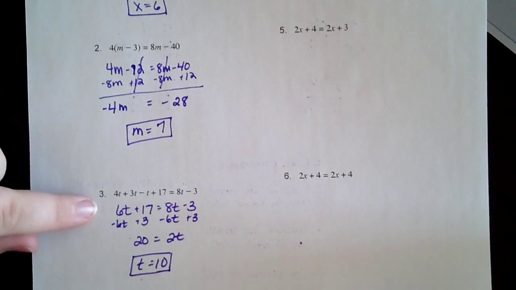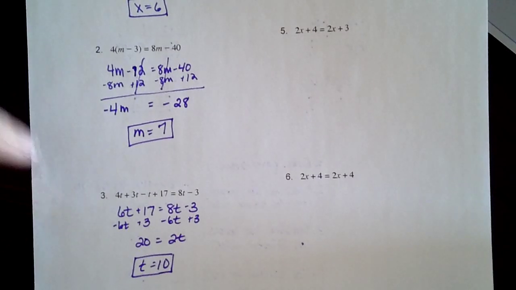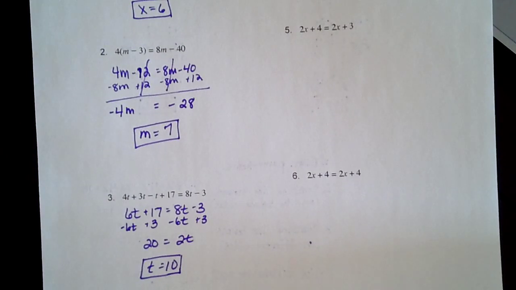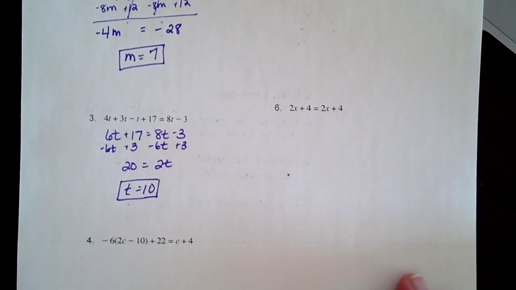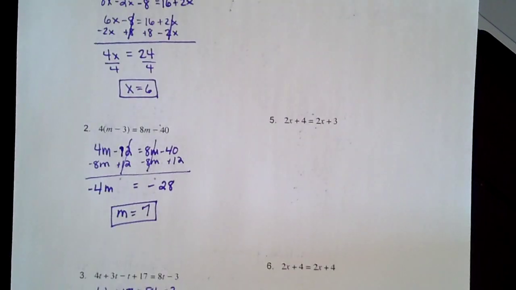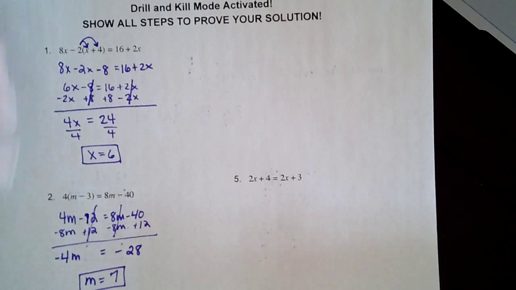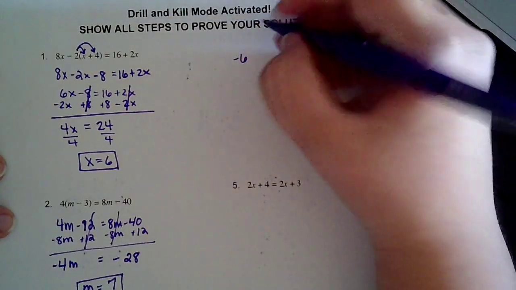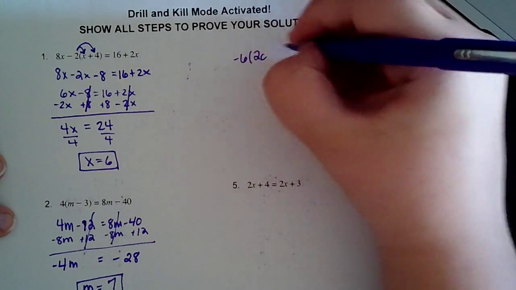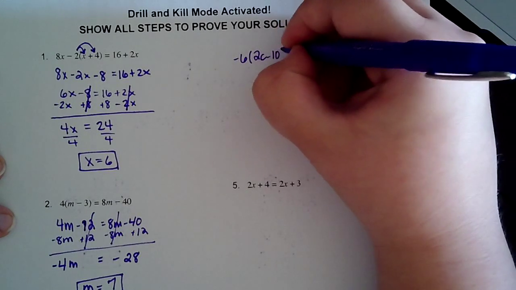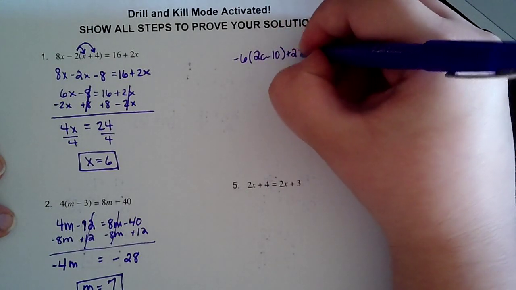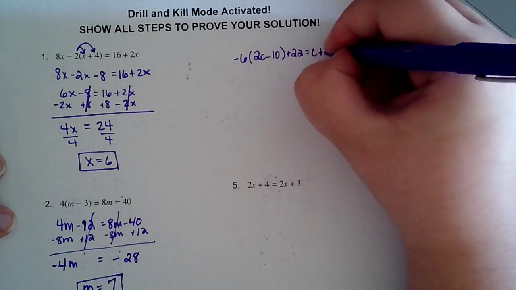That one can be a little tricky. Do it with your own method. If you have any questions, let me know. This next problem was actually supposed to be at the top of this page, so I'm going to transfer it up here, and we're going to do it up here for a little bit more room. 2c minus 10 plus 22 equals c plus 4.